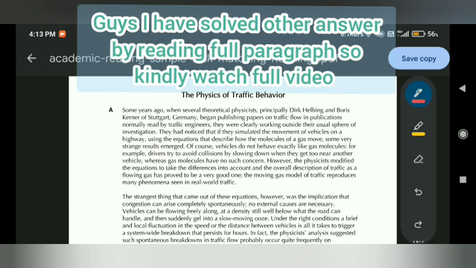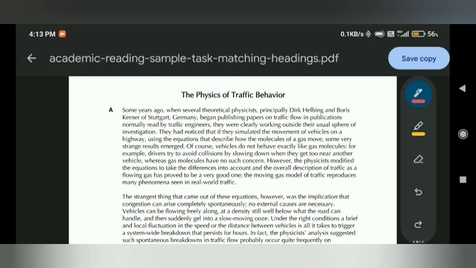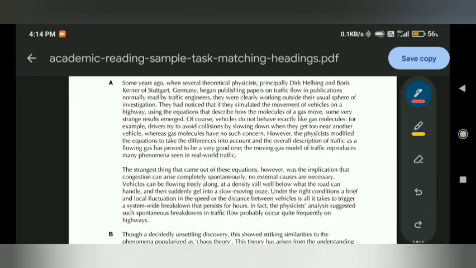Basically in this paragraph they have taught us about two researchers of physics. Their names are Dirk and Boris, and they are from Germany, and they have published a paper on traffic flow. They have used a concept of science in which they have explained the molecules of gas. They have used the same concept to explain how the traffic flows in real life, and this has helped a lot in solving the problem of traffic all across the world. So this is the central idea, that they have used the concept of science to solve traffic.